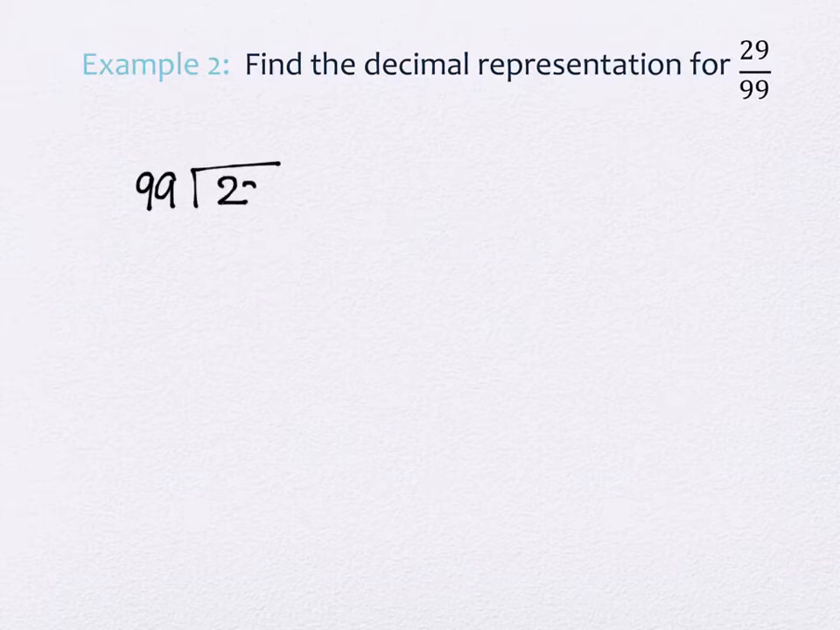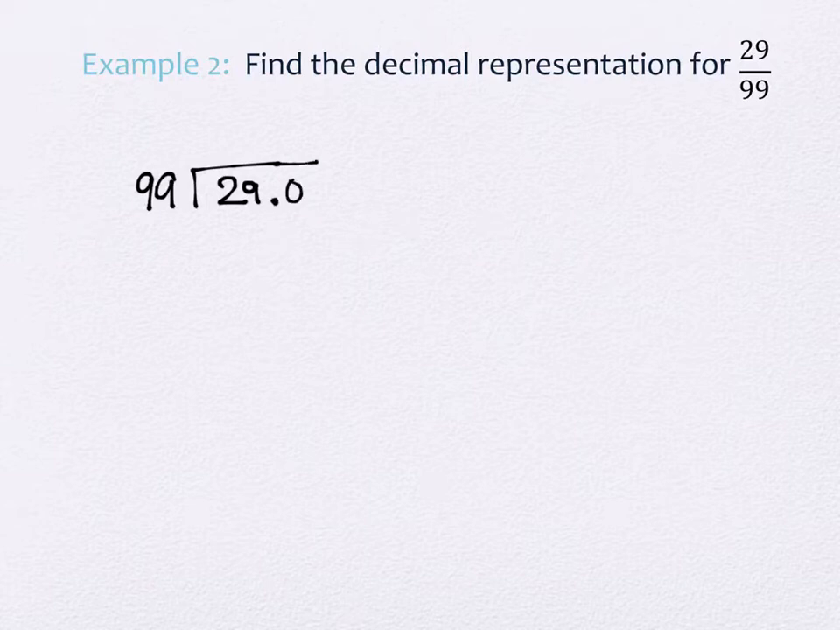Same description, right? Find the decimal representation for 29 over 99. And 29 is prime, so I know that it doesn't go into 99, so it doesn't reduce. 99, if you tried to factor it, will have factors that include both 3 and 11, neither of which are 5s and 2s. They're prime, but they're not 5s and 2s. So this is definitely going to be repeating.